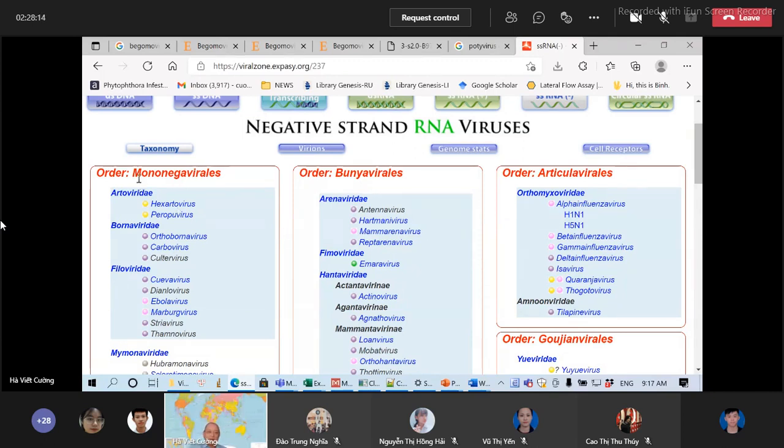Okay, you can see here mono means mono, single strand, nega means negative sense. So the name of this order of the virus is based on 2 key features: single strand and negative sense. So we have the Mononegavirales.